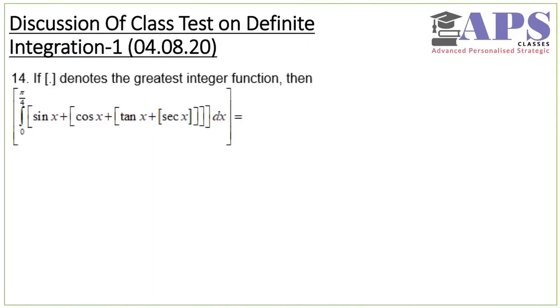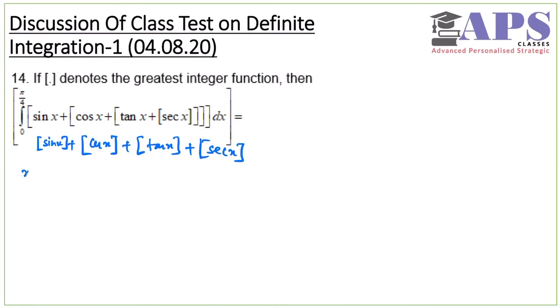In question number 14, there are so many boxes. Inside the integration sign, there are many boxes, and I can take all the box outside. There is a property. So it will be box of sin x plus box of cos x plus box of tan x plus box of sec x. This can be done by property of box function.